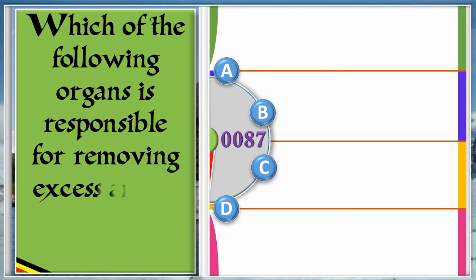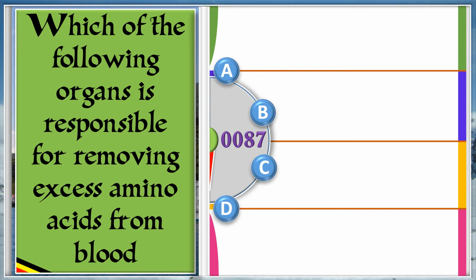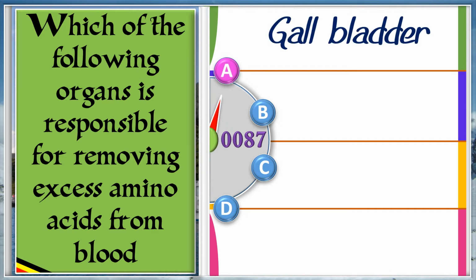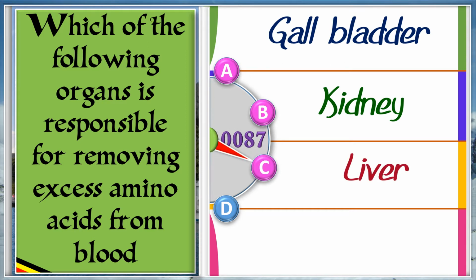Which of the following organs is responsible for removing excess amino acids from the blood? A. Gallbladder. B. Kidney. C. Liver. D. Spleen. And the answer is C. Liver.